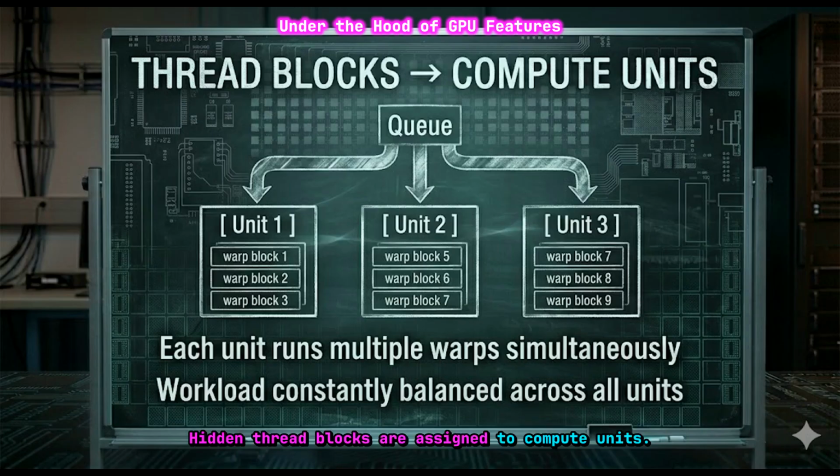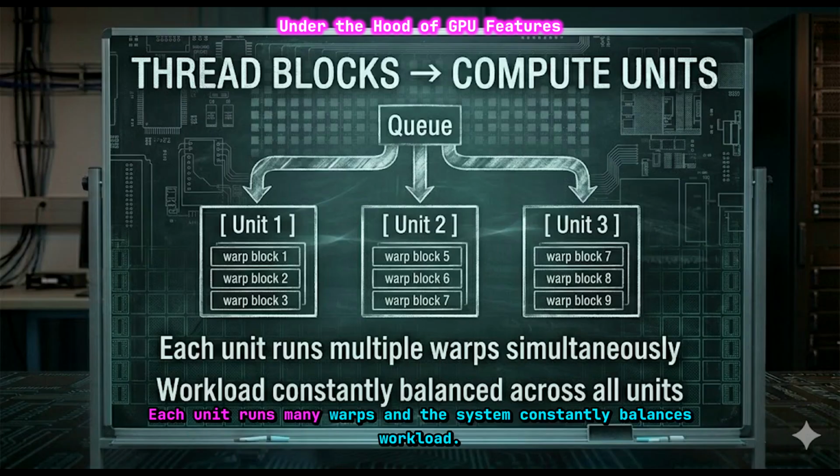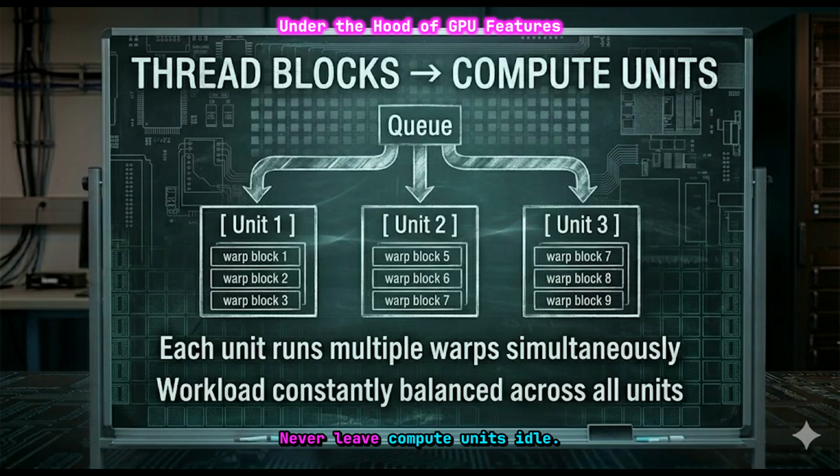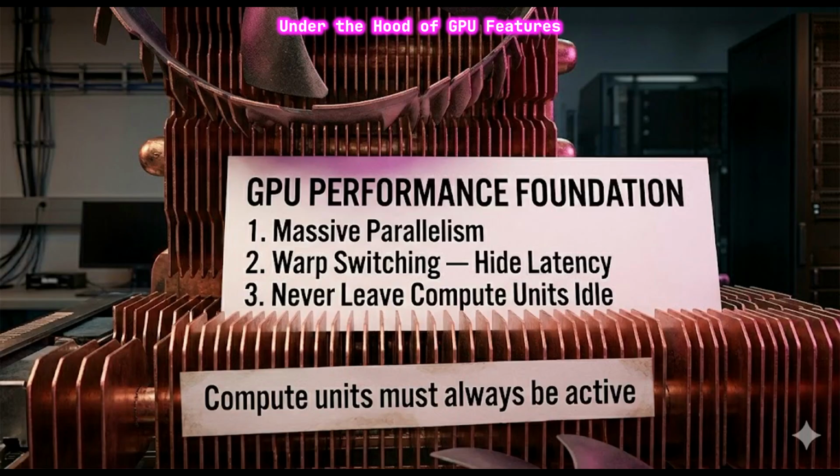Thread blocks are assigned to compute units. Each unit runs many warps, and the system constantly balances workload. The goal is simple. Never leave compute units idle. If there is space to compute, something will run, always. That is the foundation of GPU performance.